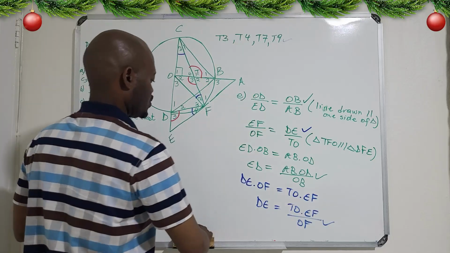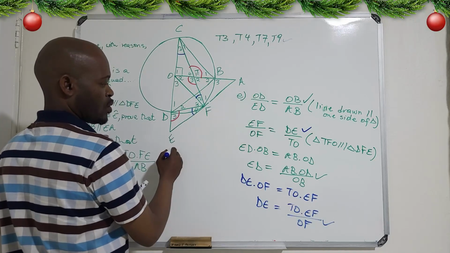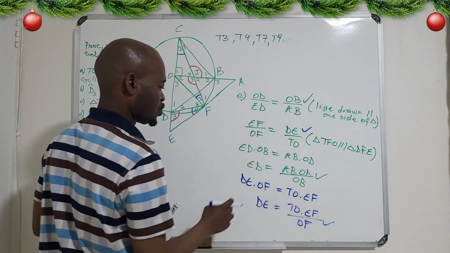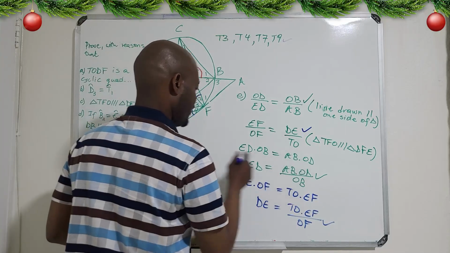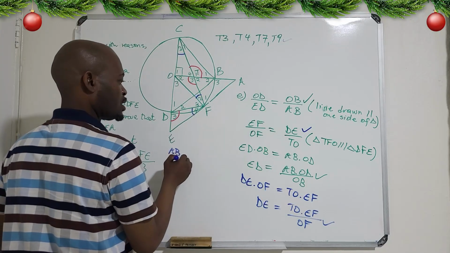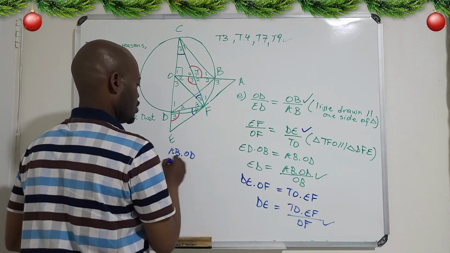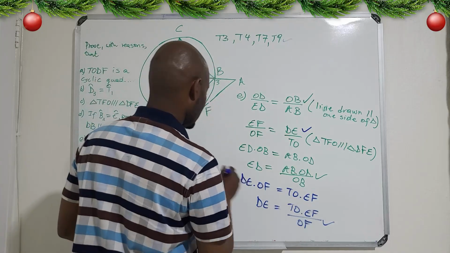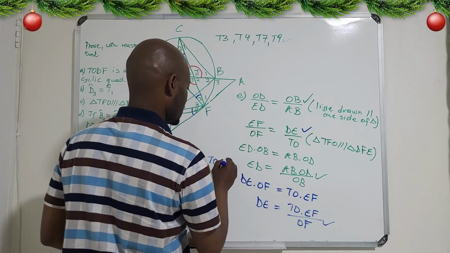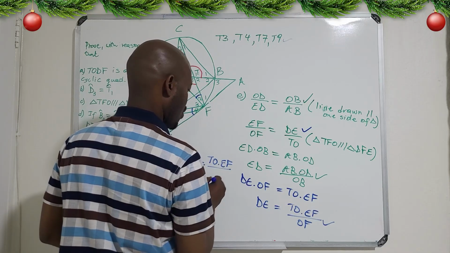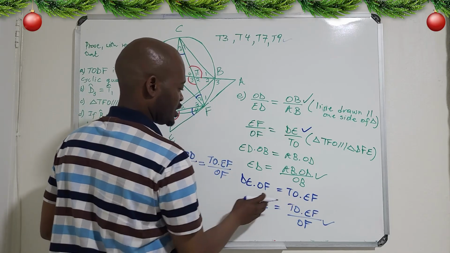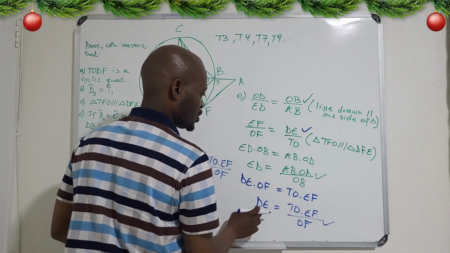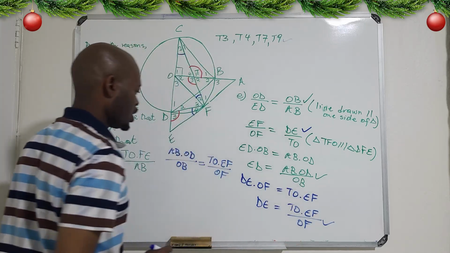Now, I just want to continue with this here, where we're going to say these two are equal, since they are both equal to DE or ED. Therefore, AB times OD over OB is equal to TO times EF over OF. This is equal to ED, and this is equal to ED. Therefore, this is equal to that.